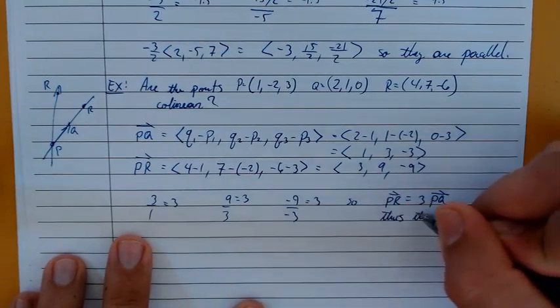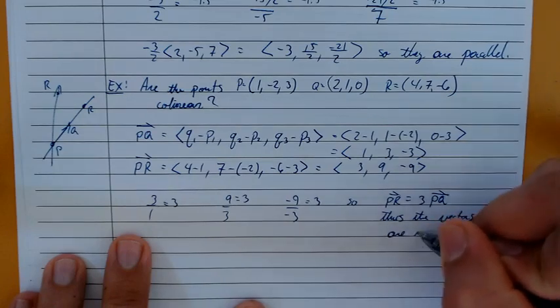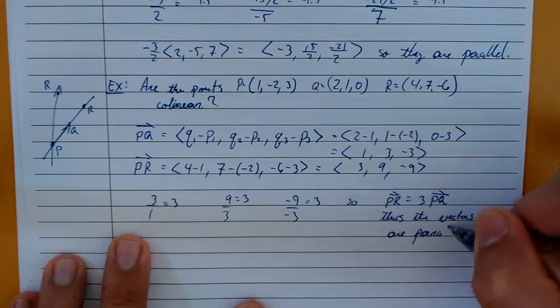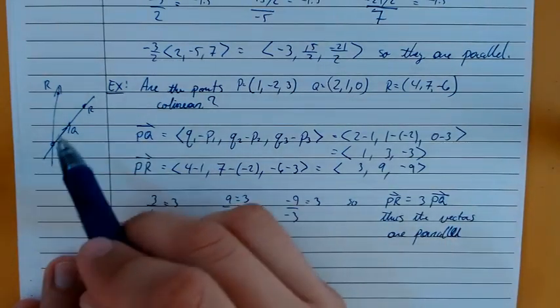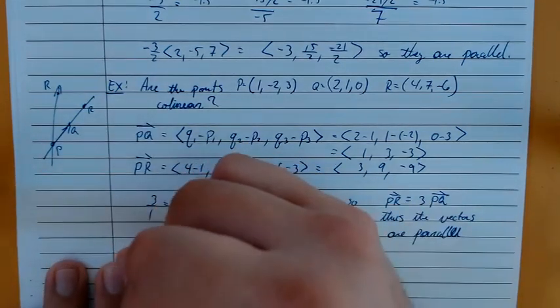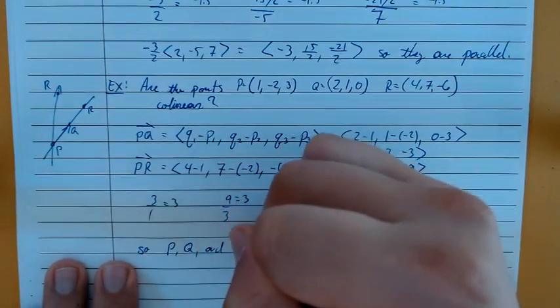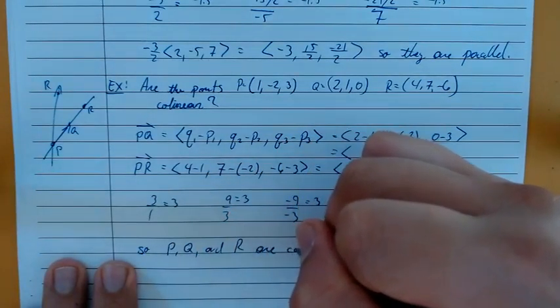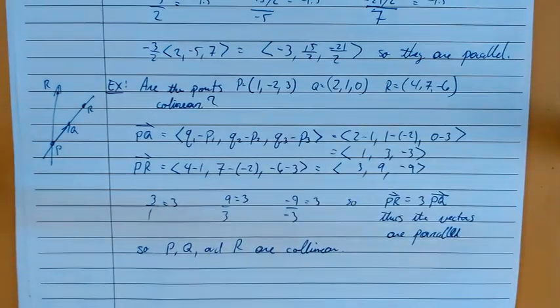Thus, the vectors are parallel. But if I have two vectors that are parallel and they share a point, then that must mean they're the same line. So P, Q, and R are collinear. And that makes us happy.